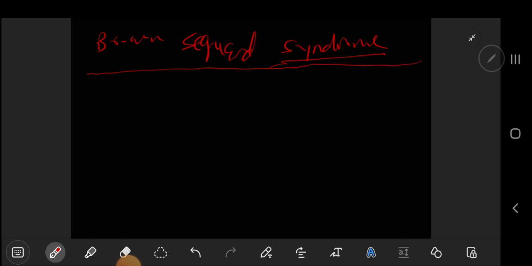So the main idea is that if you look at the spinal cord, I'm not sure I'm doing it the most right way, there is a lesion or something or trauma to one side of the spinal cord. This is the spinal cord. So only one side is damaged. Different things can cause it.